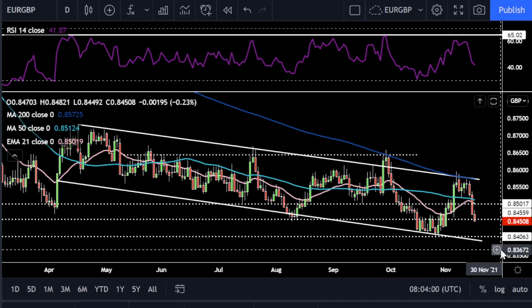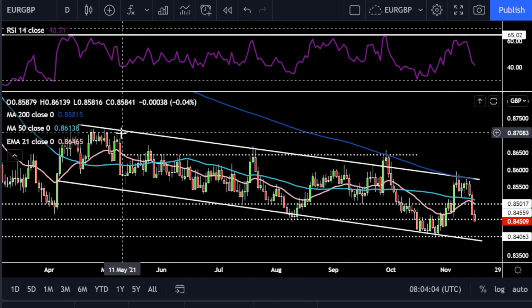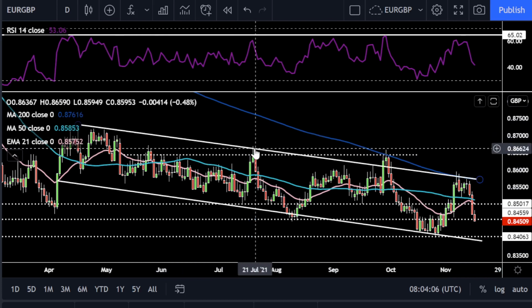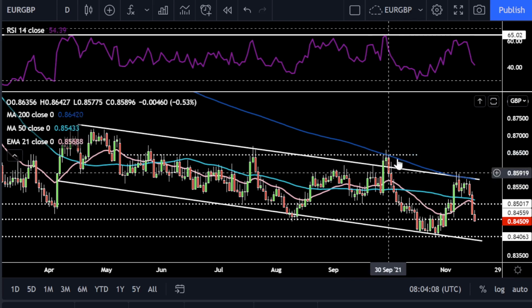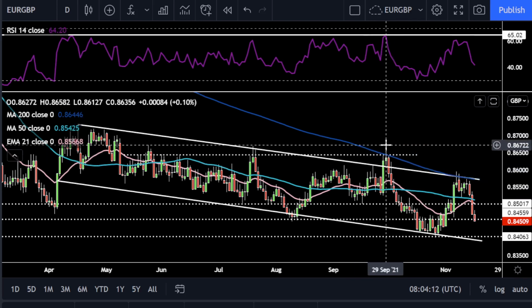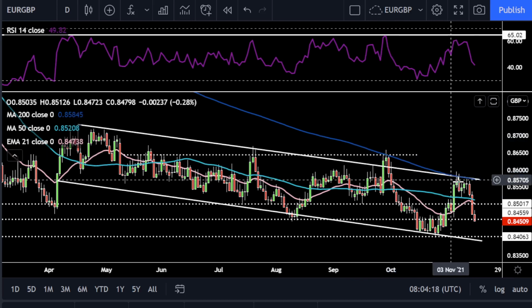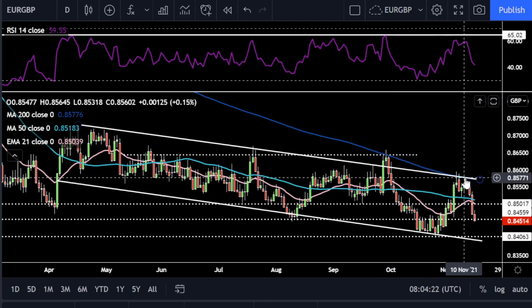Onto euro GBP, obviously the pound strength's helping, and it's been in this lovely descending channel. Price has really been knocking on the door there. The 200-day simple moving average, when it broke that upper trend line there, still helped provide some resistance, as well as that horizontal resistance there at 0.865. Again, 200-day simple moving average, upper trend line of the descending channel.